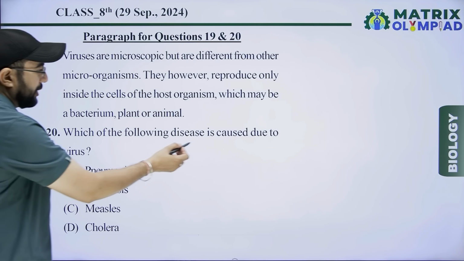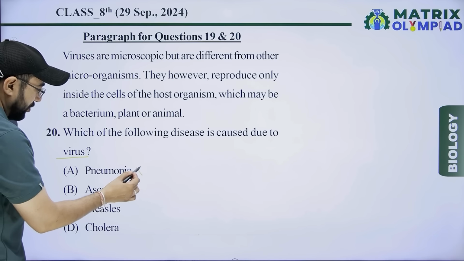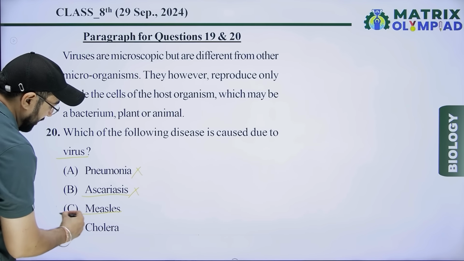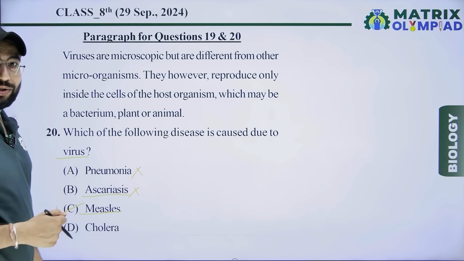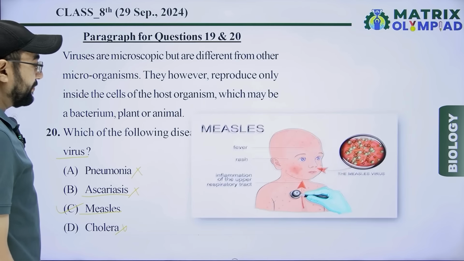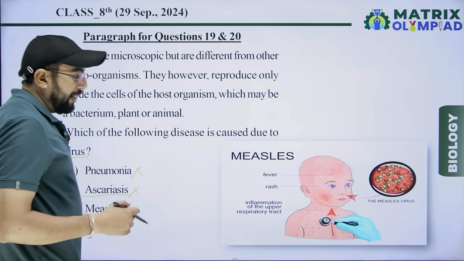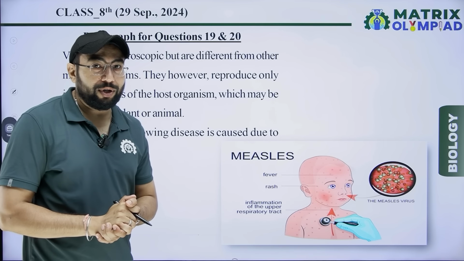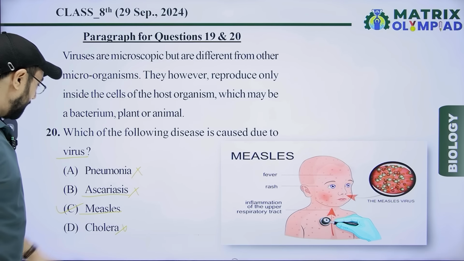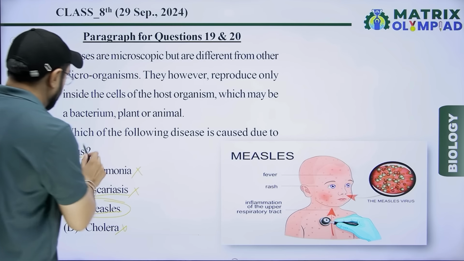Next, which of the following diseases is caused by a virus? Pneumonia, that is wrong. Ascariasis, that is wrong. Measles is the right answer for this question, and cholera is also wrong. Measles is caused by a virus, and many rashes form on the skin. So according to the question, the right answer is measles, which is caused by a virus.